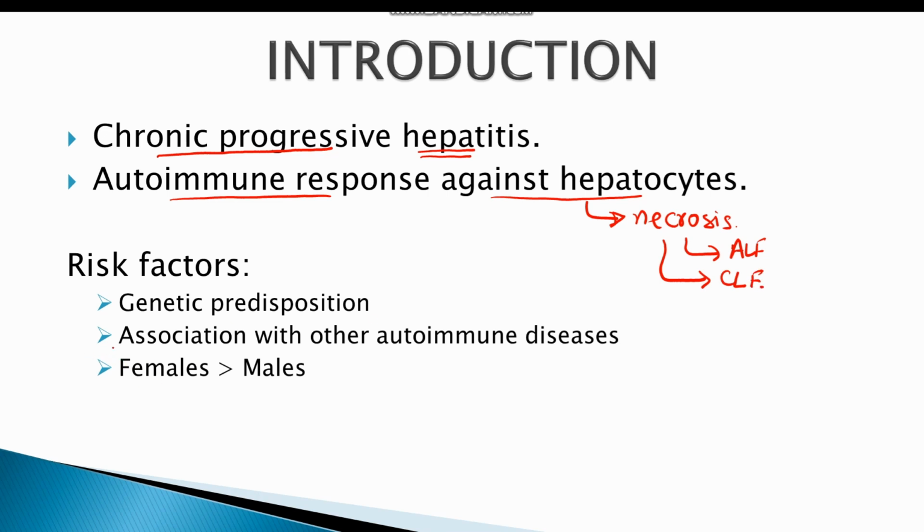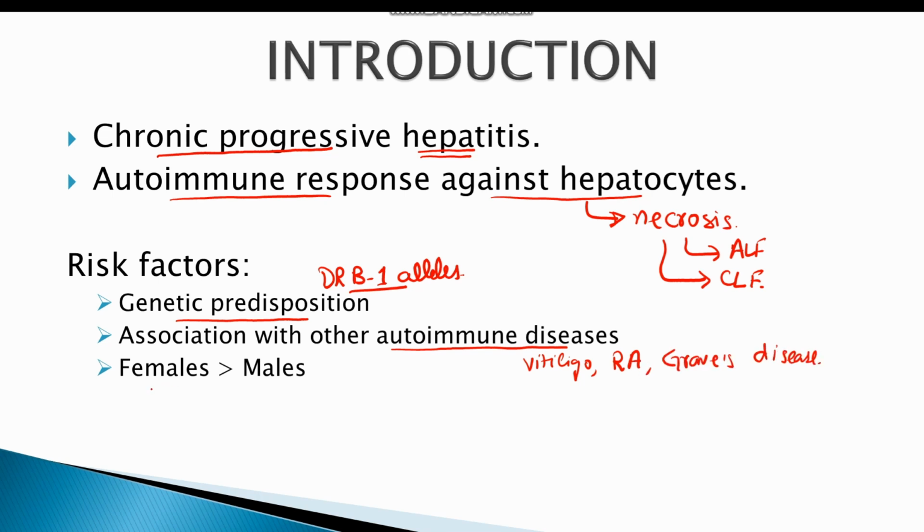The risk factors include genetic predisposition, and the disease exhibits strong association with DRB1 alleles. In two-thirds of the cases, autoimmune hepatitis is associated with other autoimmune diseases such as vitiligo, rheumatoid arthritis, and Graves' disease. The disease is more common amongst the females than the males, and almost 78% of the cases of autoimmune hepatitis are amongst the females.